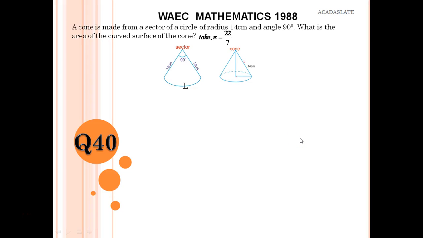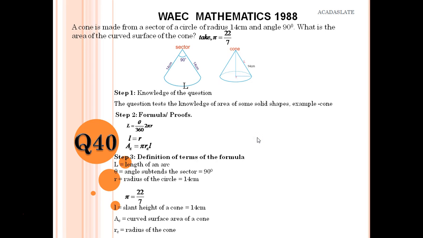The question reads, a cone is made from a sector of a circle of radius 14 cm and angle 90 degrees. What is the curved surface area of the cone? Take pi as 22/7. Now this question is testing the knowledge of area of solid shapes, and here a cone is given. So we are asked to find the curved surface area of the cone, and from here we are told that a sector is used to form the cone.